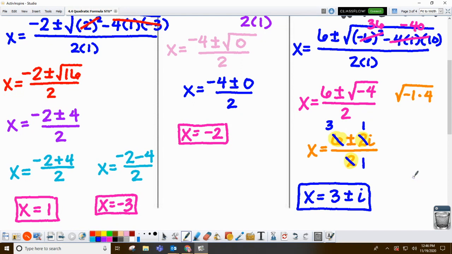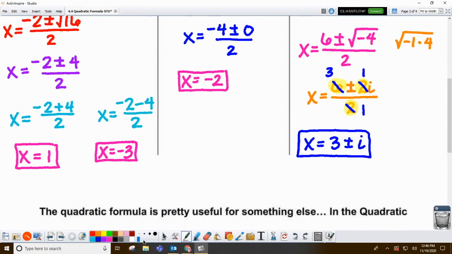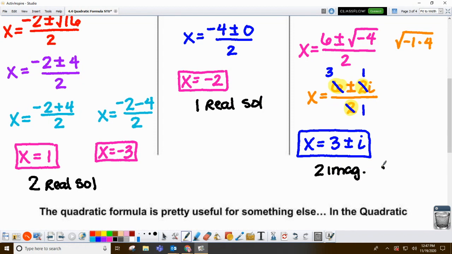Okay, so you've kind of seen each of the different scenarios that you could possibly see as far as quadratics are concerned. Over here, you have two actual number solutions, so we call these two real solutions. Right here, you only ended up with one solution, so that has one real solution. And then over here, you ended up with two solutions that both had i, so that would be two imaginary solutions. And I point that out because that's actually where we're headed for the next part of our lesson.